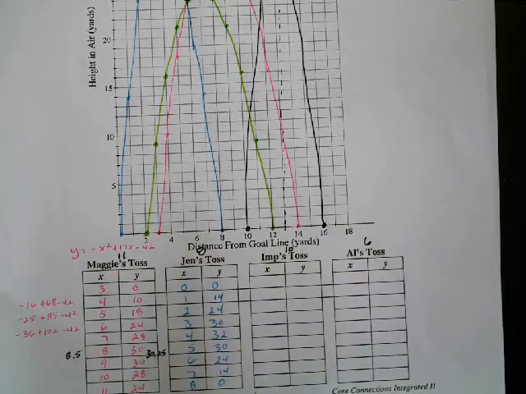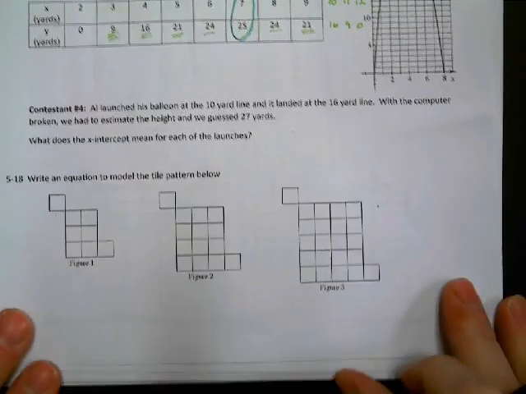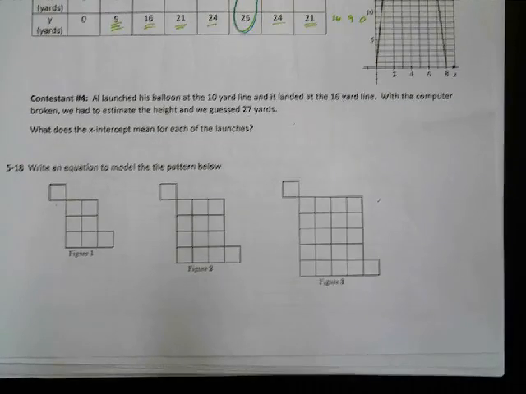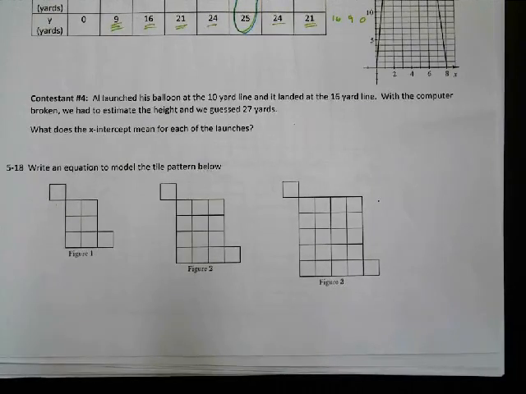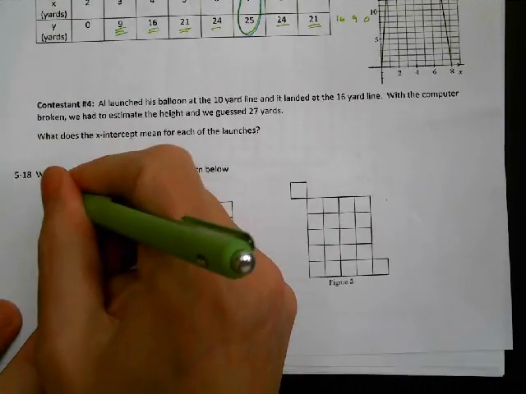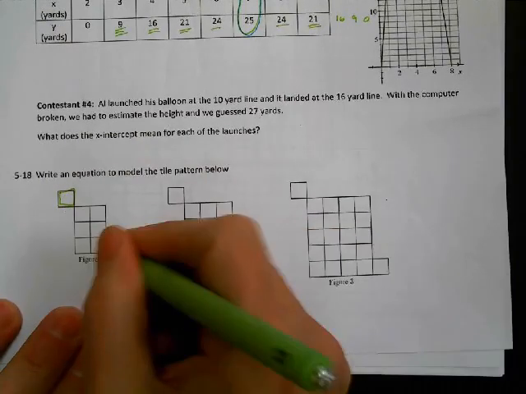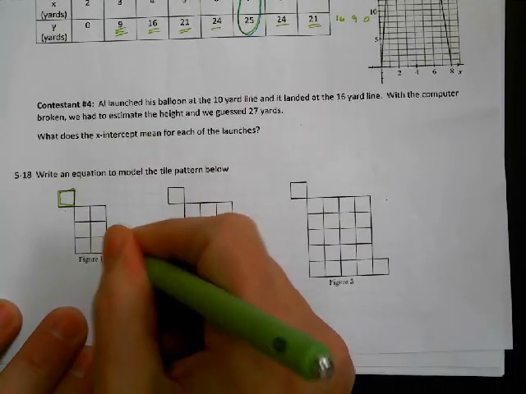Last thing that we're going to do. Write an equation for the tile pattern below. This is kind of a little bit weird, but let's look at what's the same in the tile patterns and what's changing in the tile patterns. So I can see here that this and this look to be the same every single time in my tiles.